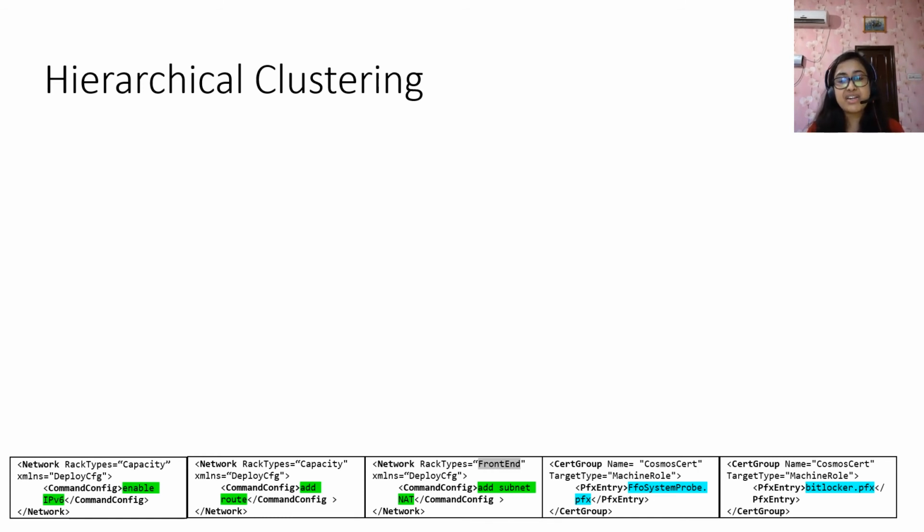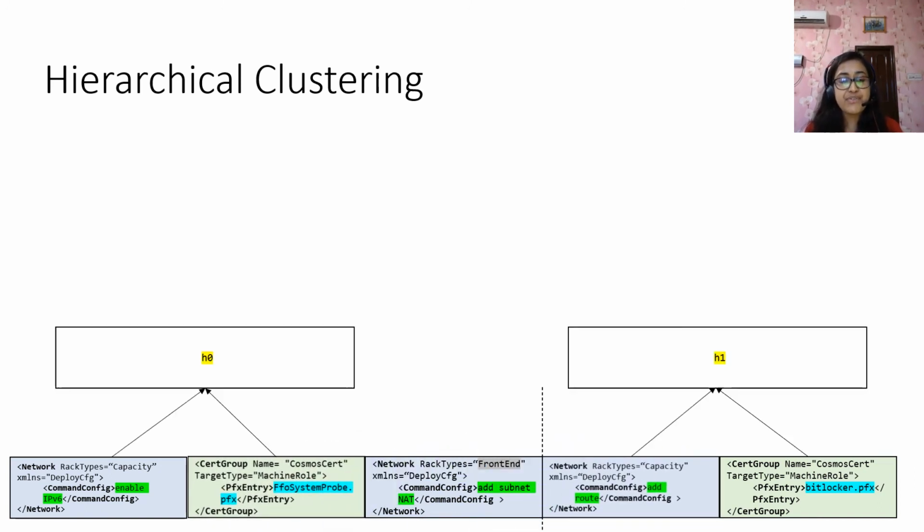So before doing inductive generalization, we divide these changes into 2 clusters. Why this is important is because if I do not divide them into 2 clusters and randomly pick 2 nodes to start anti-unification, I end up learning nothing because there's nothing common between network node and cert group node.